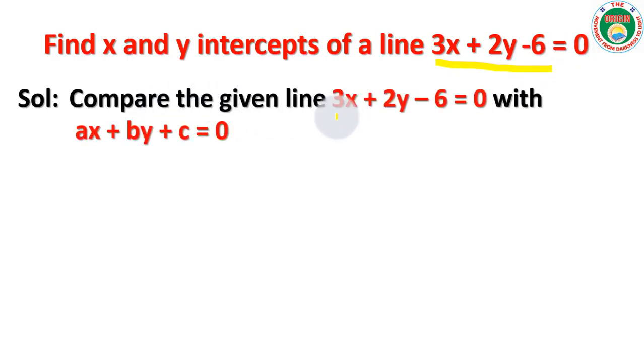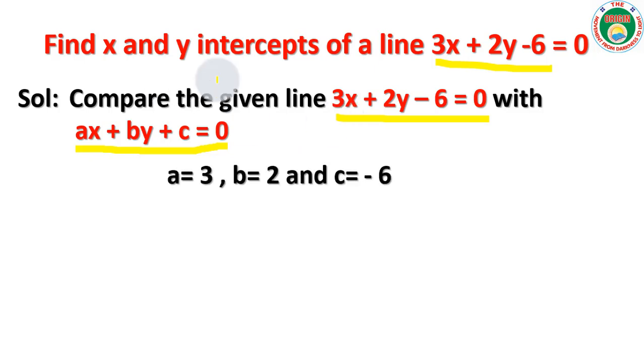First compare the given line with ax plus by plus c equal to 0, that is the general form of a straight line. After comparing, the x coefficient is a, here the x coefficient is 3, that is a equal to 3. The y coefficient is b, here the y coefficient is 2, that is b equal to 2. Compare the x and y coefficients, and the constant c is here minus 6, so c equal to minus 6.